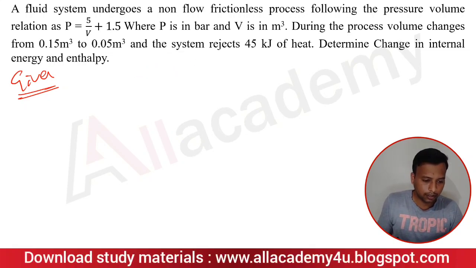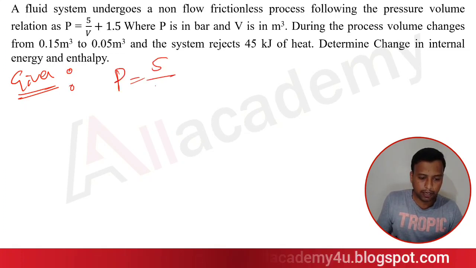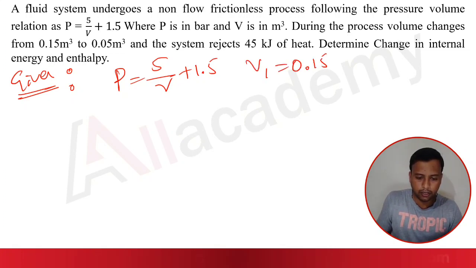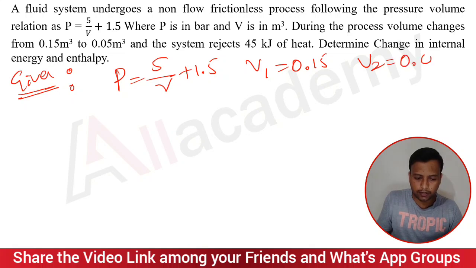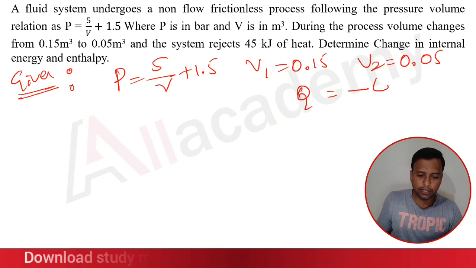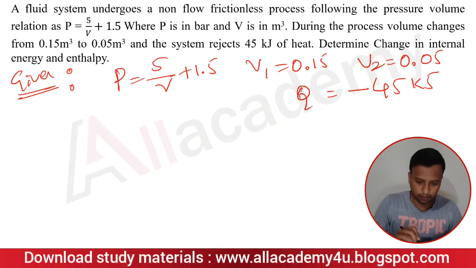So let us note down the given data. First, P is given in the relation, that is 5 by V plus 1.5. Volume is given, that is V1 is equal to 0.15, and V2 is 0.05, and the heat is given, that is heat is rejected, so it is minus 45 kilojoules. So these are the given data.